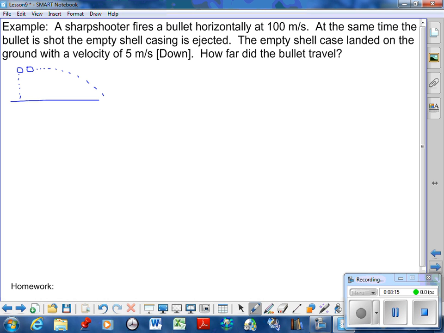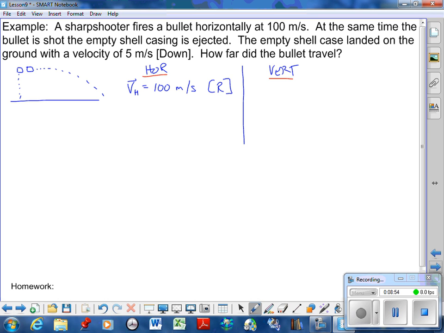So, if they're from the same height and the empty shell casing is ejected, we're assuming that it's ejected basically down with no velocity. We end up with this situation. So you can still break this down into your horizontal and your vertical. It's just a matter of decoding the information, and you have a little bit different information this time. So what do we know? We know that the bullet is fired horizontally, so velocity horizontal is 100 meters per second, and based on my drawing, it's going to the right.